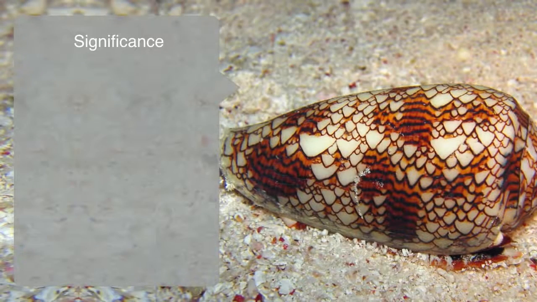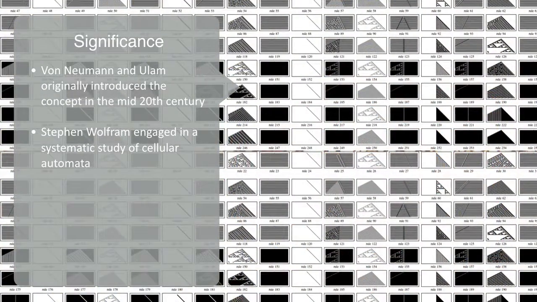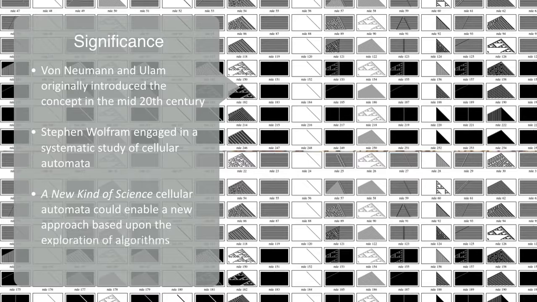Lastly, we will talk about the significance of cellular automaton as a new approach to mathematical modeling. Von Neumann and Ulam originally introduced the concept in the mid-20th century, and then, a few decades later, the popular game of life brought interest to the subject beyond academia. In the 80s, Stephen Wolfram engaged in a systematic study of cellular automata, after which he published a book called A New Kind of Science, claiming that cellular automata could enable a new approach based upon the exploration of these algorithms. But what is behind this big statement about these simple programs creating a new kind of science?